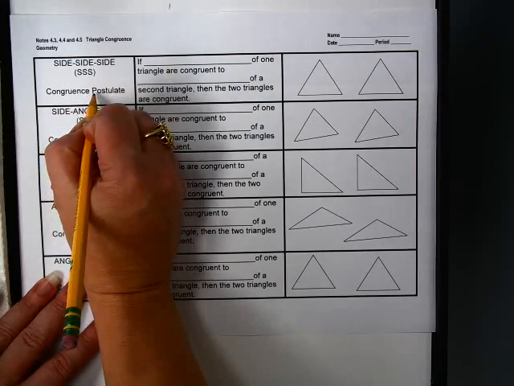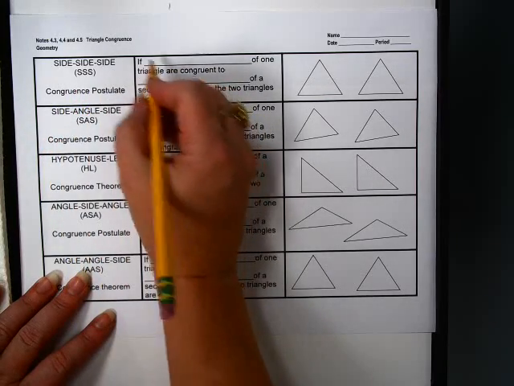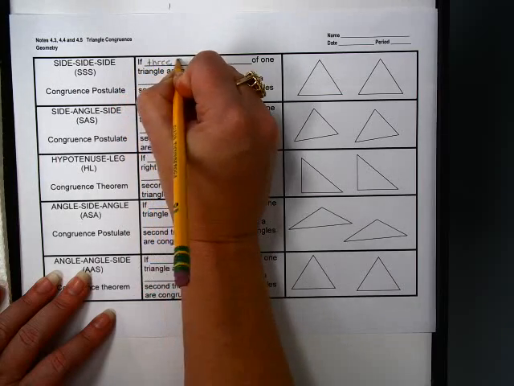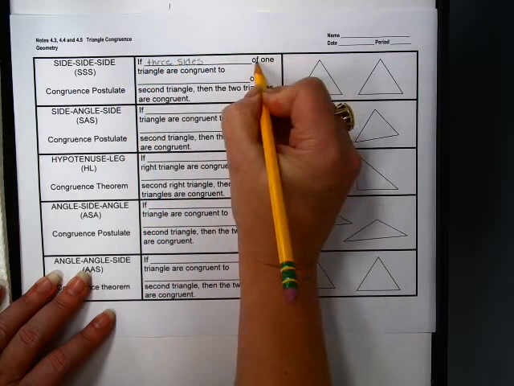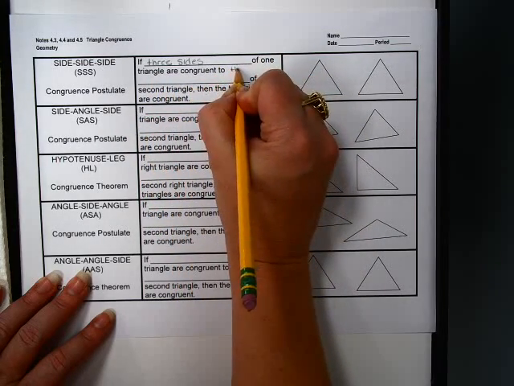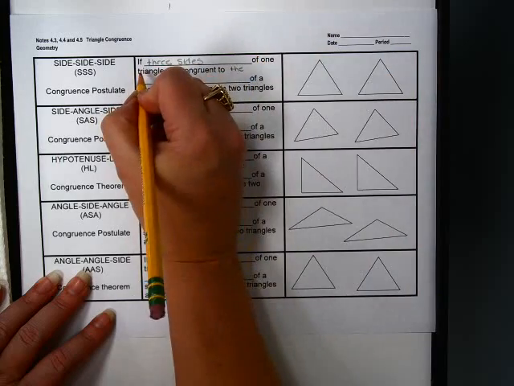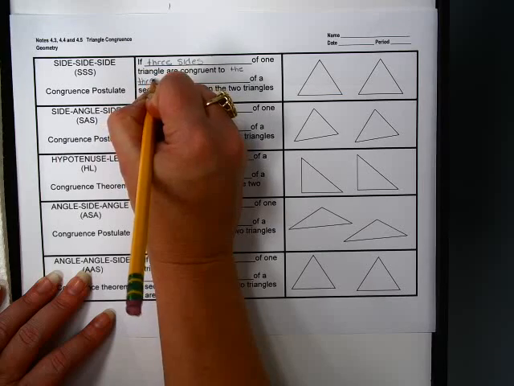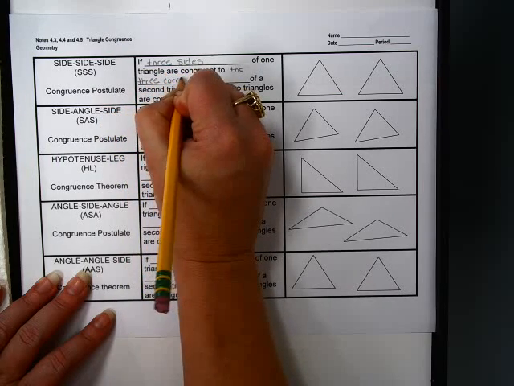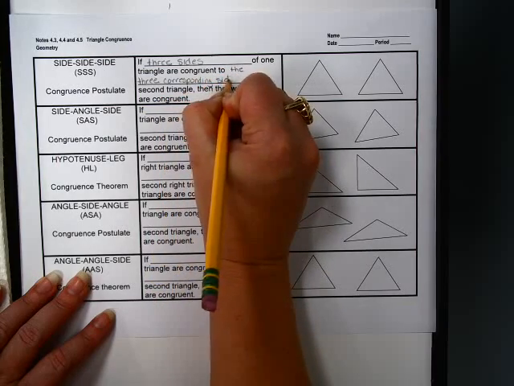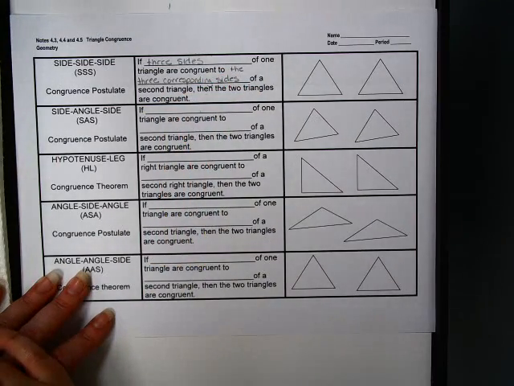Side, side, side congruence postulate. What this postulate says is if 3 sides of one triangle are congruent to the 3 corresponding sides of a second triangle, then the 2 triangles are congruent.